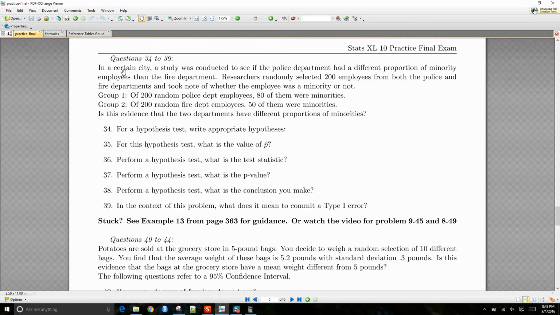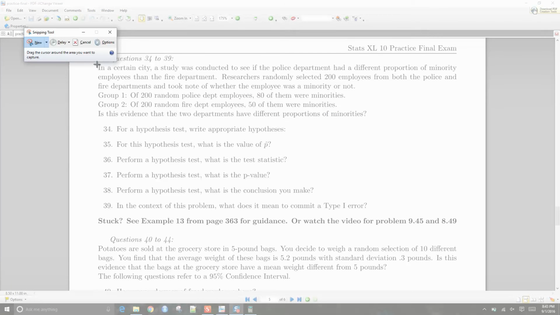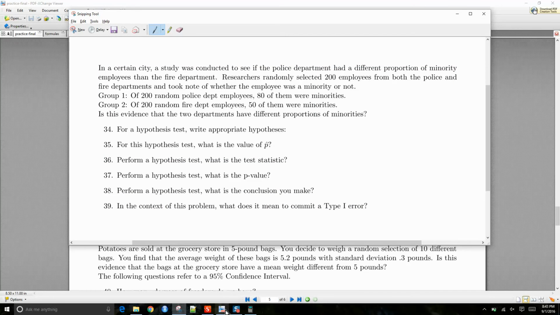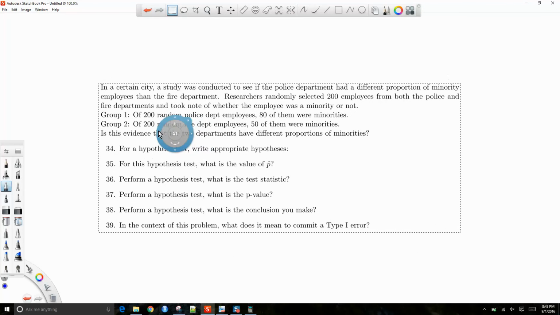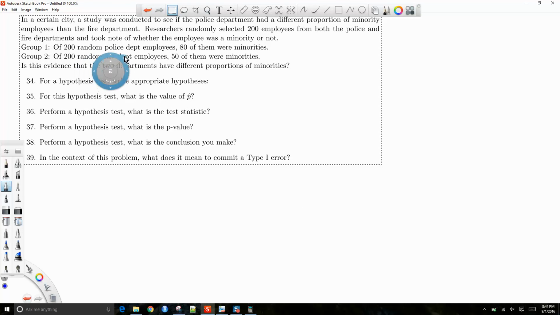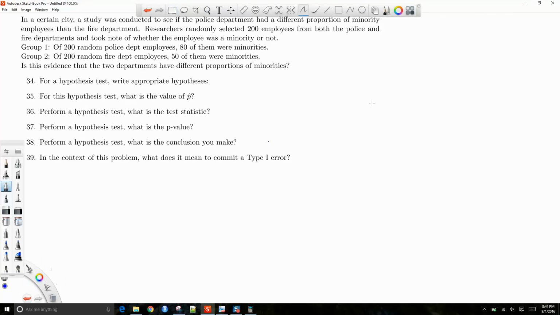All right, and then here it says in a certain city, a study was conducted to see if the police department and fire department have a different proportion of minority employees. We randomly selected 200 employees from the police department and 200 employees from the fire department. So when we're looking at this, we're dealing with two samples. We're dealing with proportions, and here it's talking about hypothesis test. We've got hypothesis test, proportions, two samples.